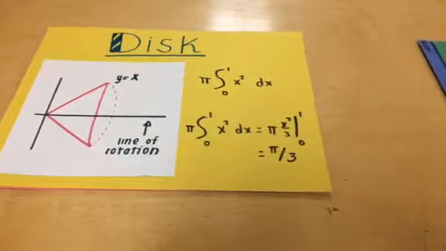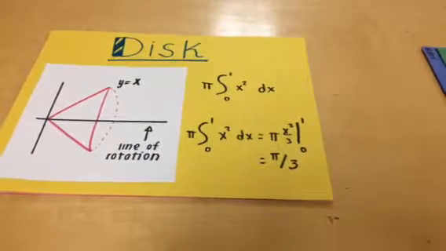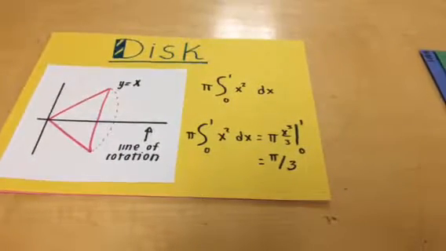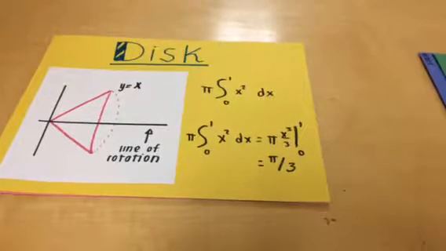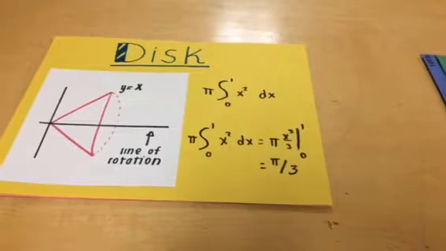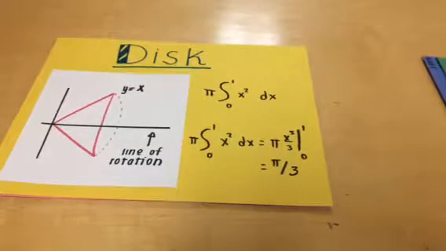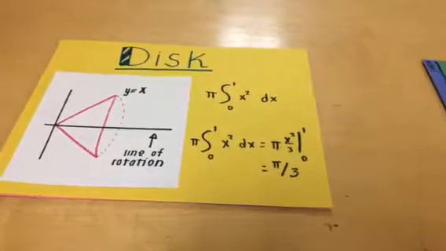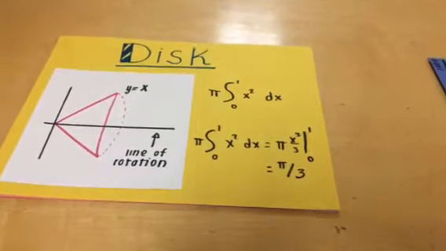Now we are going to solve a problem using the disk method. We are going to use the function y equals x on the interval from 0 to 1. The function is revolved around the x-axis. This is a sketch of the graph y equals x, which is in red. The pink indicates what the solid will look like once it is revolved.